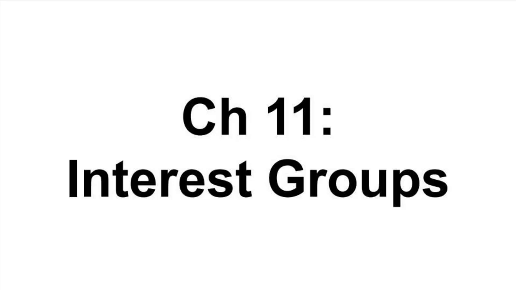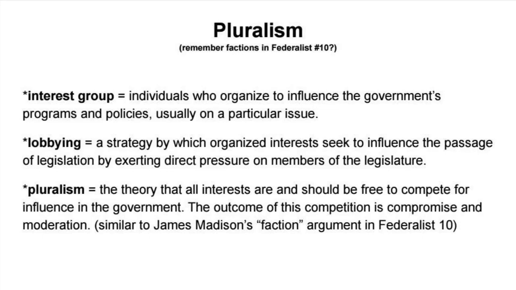Chapter 11 covers interest groups, which brings us back to some older material and older terminology. If you remember back to our discussion of James Madison's Federalist 10 and 51, in particular number 10, he uses the term factions and says, don't worry about any one group getting too much influence in government because they're all going to compete with each other for influence. Well, factions, we call those interest groups today.